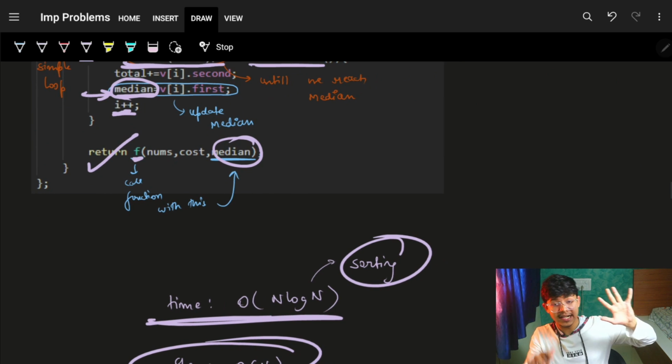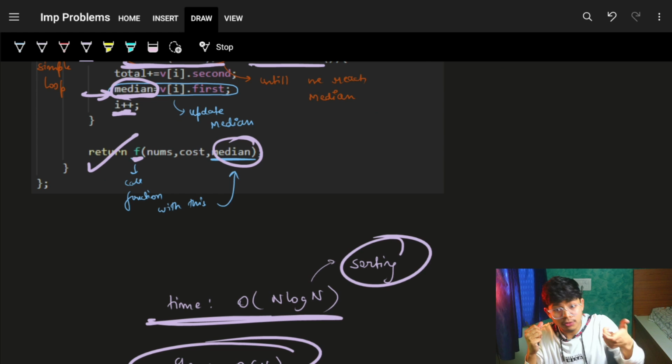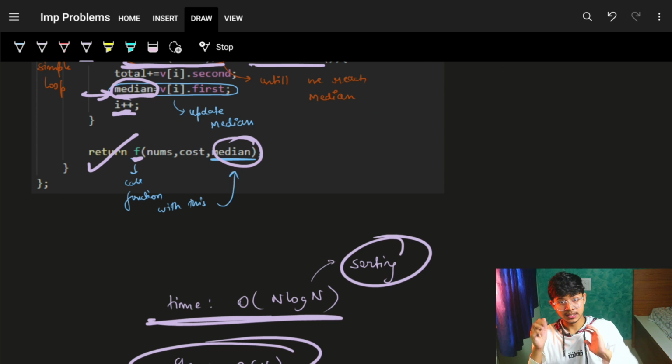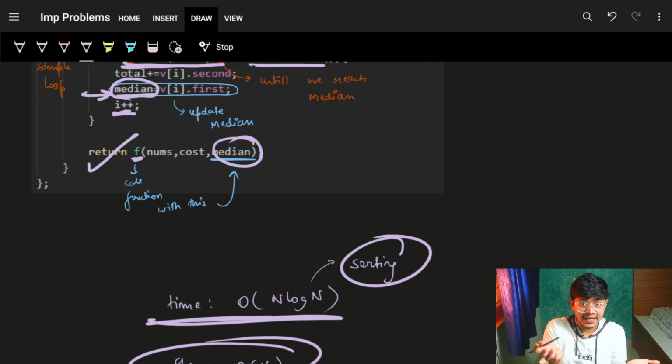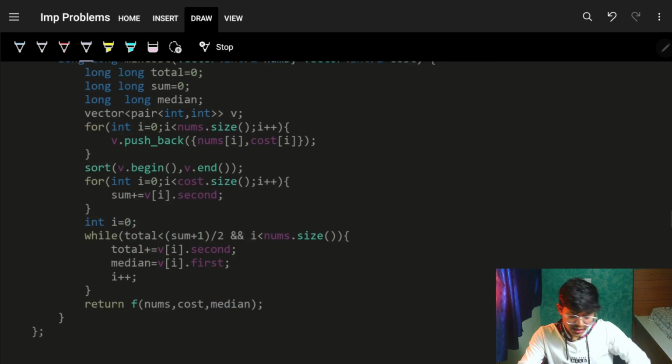Firstly, it is a very good thing that you thought of this weighted median idea, and also that the answer can be reached by median. I also proved why it is actually the case. The code is down below for you to copy paste.